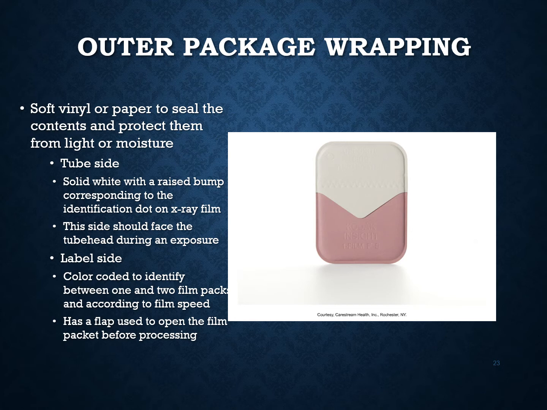It usually has a flap. I don't know any that don't have one, in order to open the film so that you can process it. The information that's printed on the label side of the film packet is the circle or dot that corresponds to the raised identification dot on the film. The statement "opposite side towards tube," the manufacturer's name, the film speed, and the number of films enclosed.